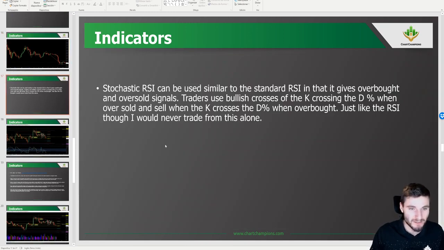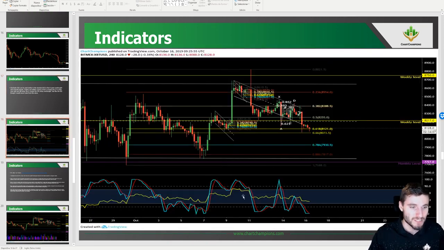So the stochastic RSI is very, very similar to the standard RSI, apart from you've got the K and the D line, and you start getting crossovers within the RSI. So here you've got your RSI indicator. This is my custom one, where you've got the RSI and the stochastics in one.